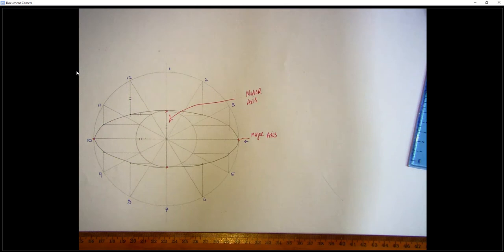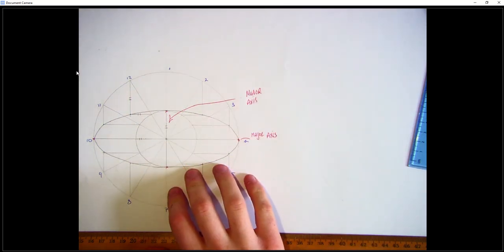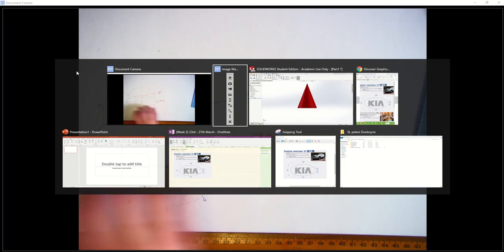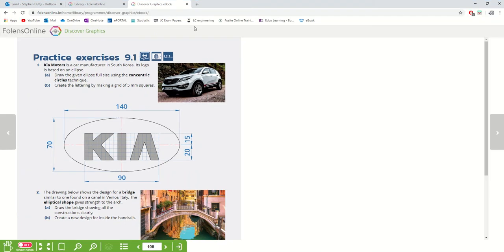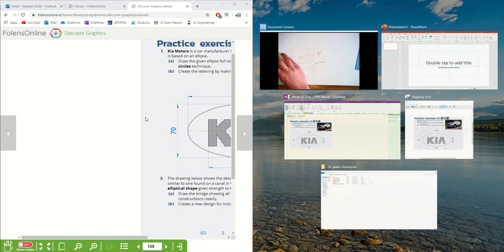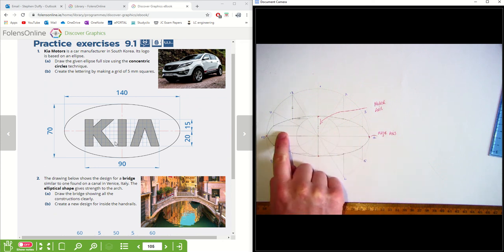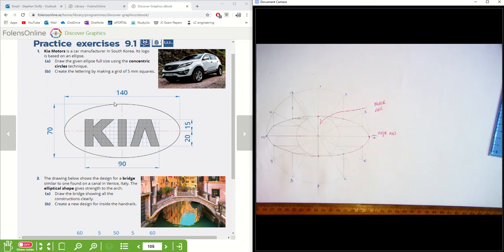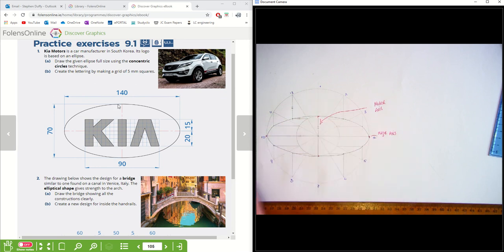From that, that's the base for any ellipse. Different questions then require different things. Just for example here, these are two simple questions. They're just a Kia logo, and if we were to draw this, I know that the length of my major axis in this case is going to be 140 millimeters. So I could draw on my major axis, this one here, and I know it's 140. I know my minor axis in this case is 70 millimeters, so I could draw this in as 70. From there I could construct the ellipse.